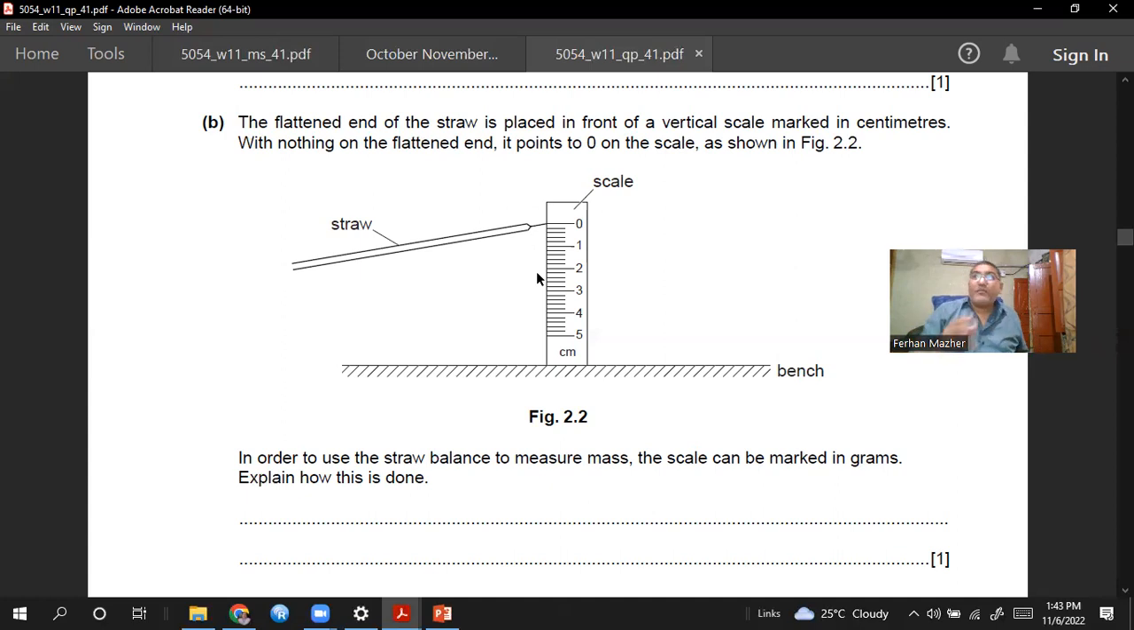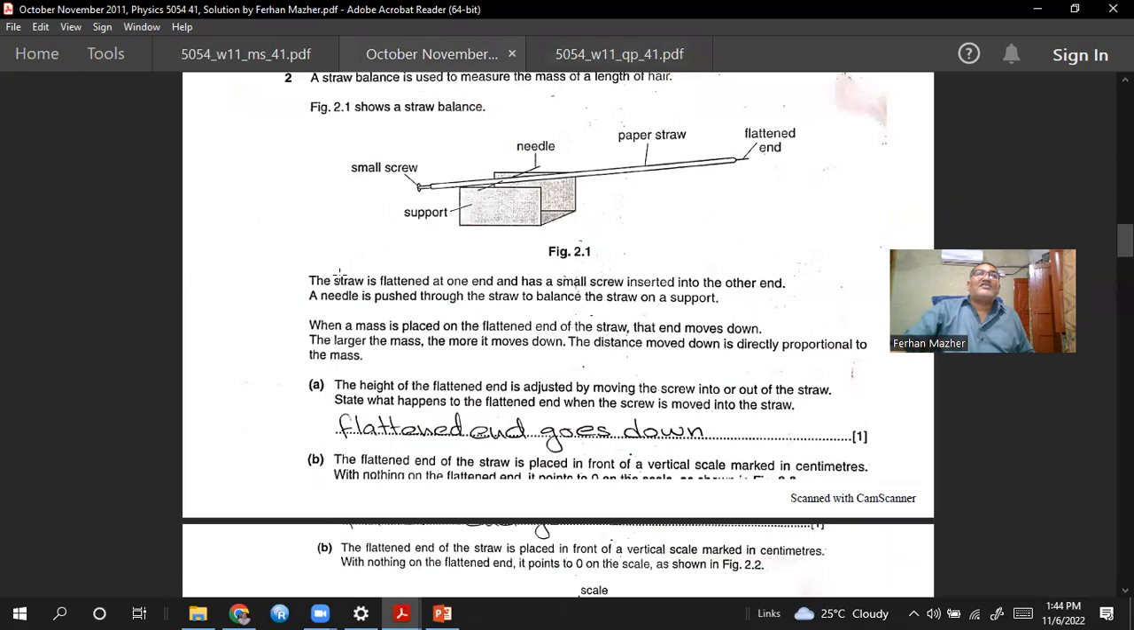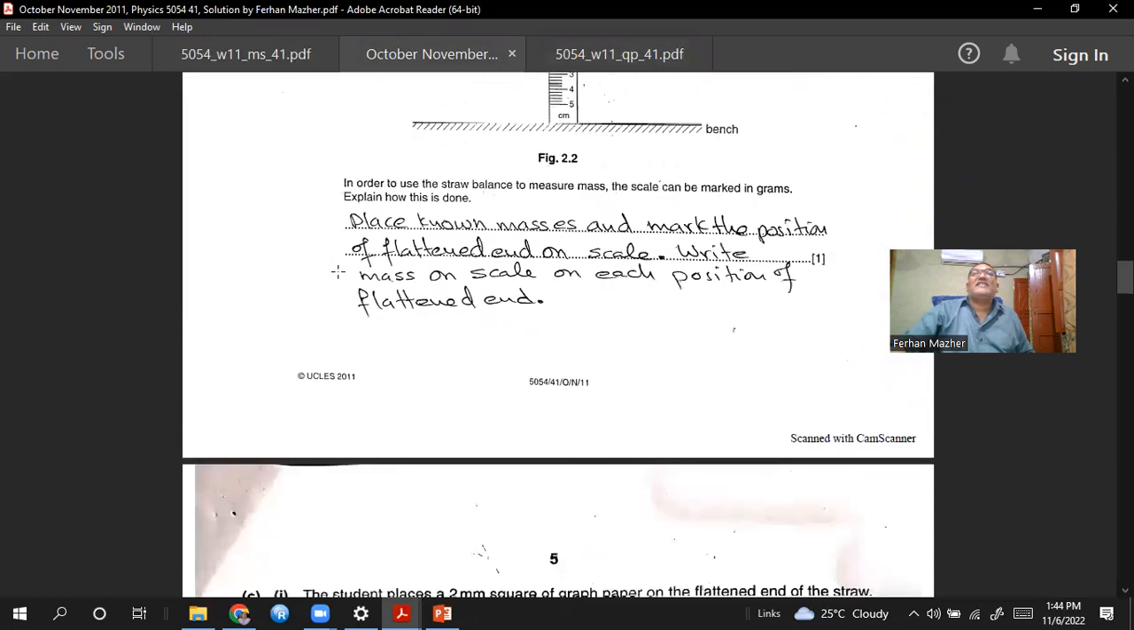So in this way, by putting a known mass on the flat end, on this right end of this straw, wherever the straw stops on the scale, you put a mark and there you write the mass of that object. In this way, by putting the known masses on the straw, you can calibrate this scale to find the mass. So this is my answer. Let's see what my answer has to say.